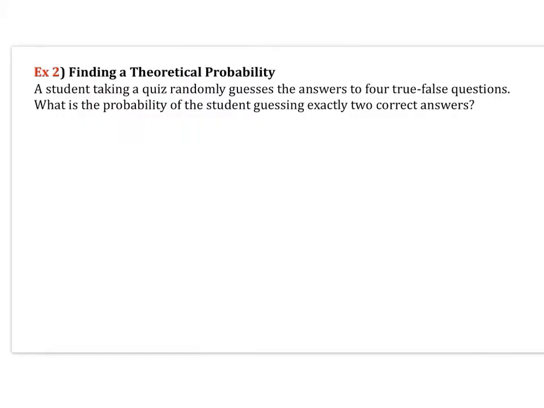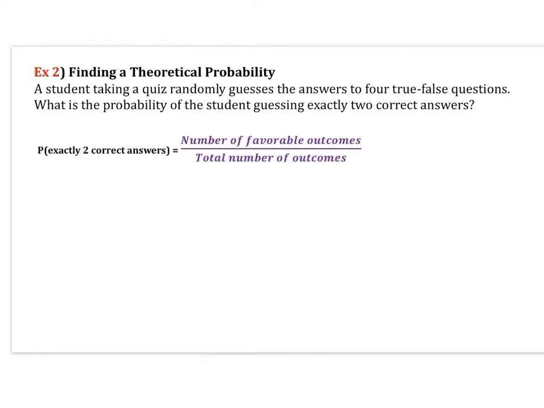All right, let's find the theoretical probability of a student taking a quiz, randomly guessing the answers to all 4 true-false questions. What's the probability of the student guessing exactly 2 correct answers? So first, set up your probability notation. Our event is exactly 2 correct answers. We know that the ratio is the favorable out of the total.